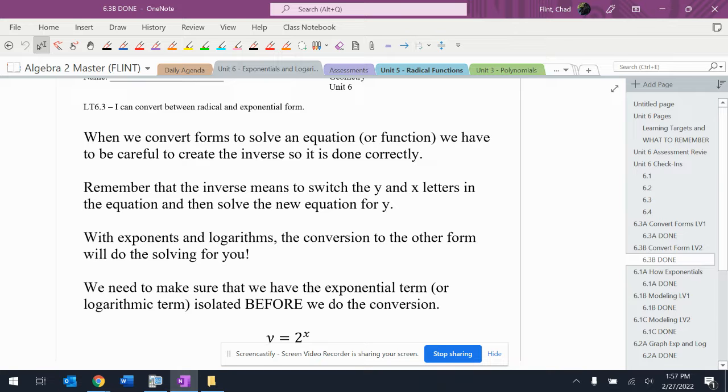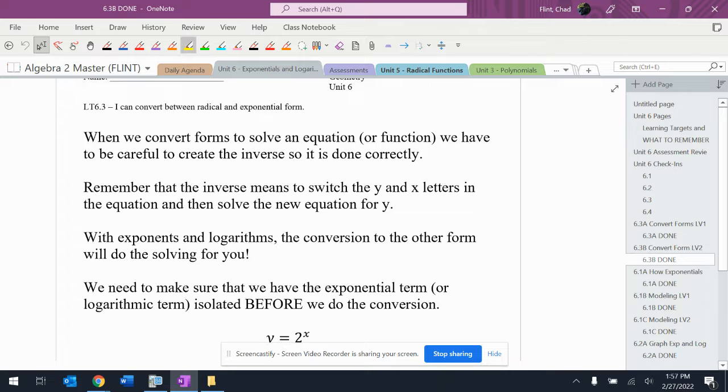All right. So when we convert forms, we want to make sure that we do it the right way, especially if we're trying to graph something. All right, so that we can take care of what's going on with it. This is going to be less important when we're actually solving an equation, but just to start out, we want to make sure we understand what's going on.